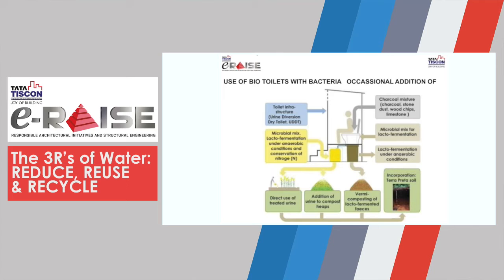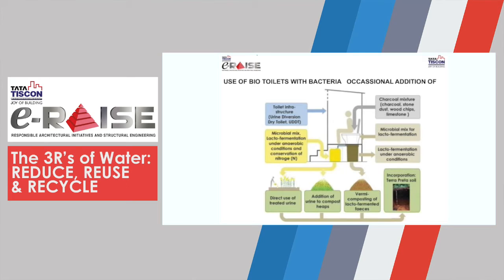So in bio-toilets, the first idea is that the urine and the feces must be separated. The urine is taken away separately and the feces are also accumulated separately. Occasionally, a charcoal mixture, that is stone dust, wood chips, etc., has to be added to the feces, which allows for lactofermentation under anaerobic conditions, not aerobic, so that the resulting compost can be used as manure.